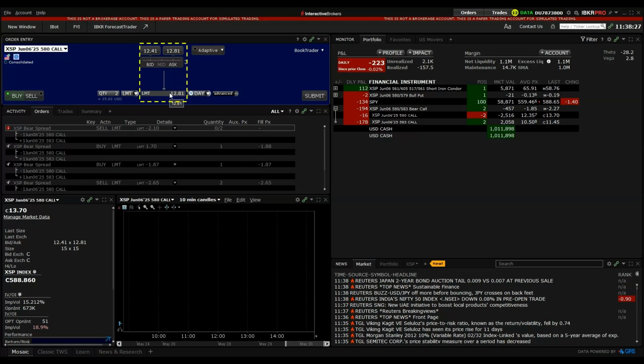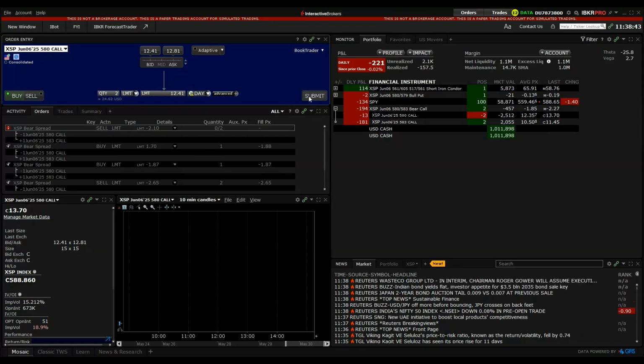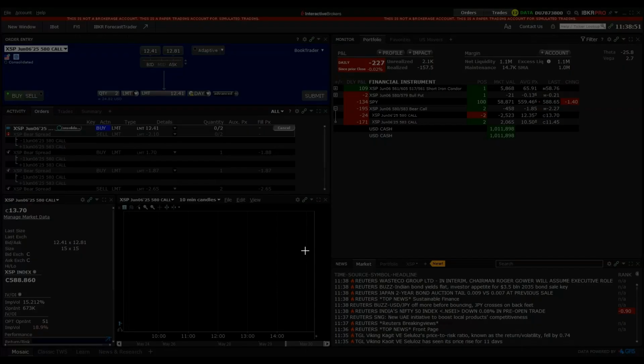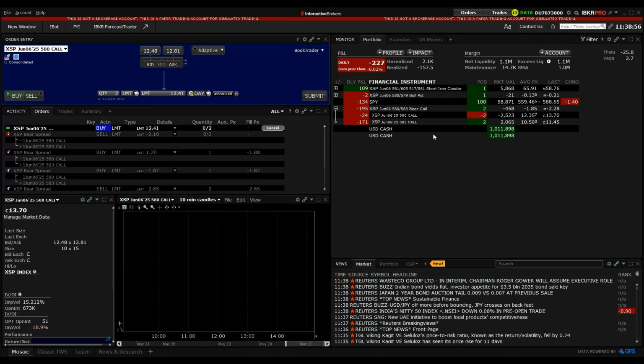Since this closing trade has a positive quantity of 2, buying 2 contracts, the price should also be positive, so that the total trade value is positive, indicating that we'll pay cash. Mosaic shows a market reference range of 12.41 to 12.81. We'll start by bidding at the lowest price, 12.41. The order has been created but hasn't been filled yet.